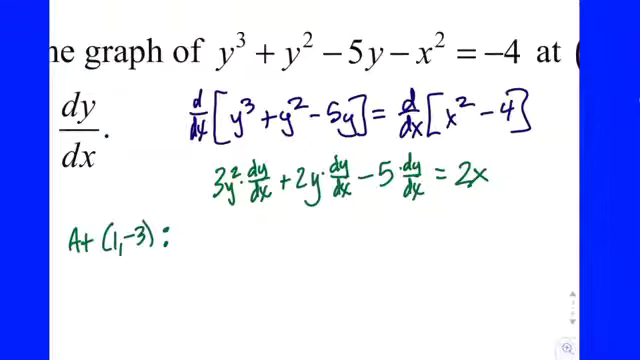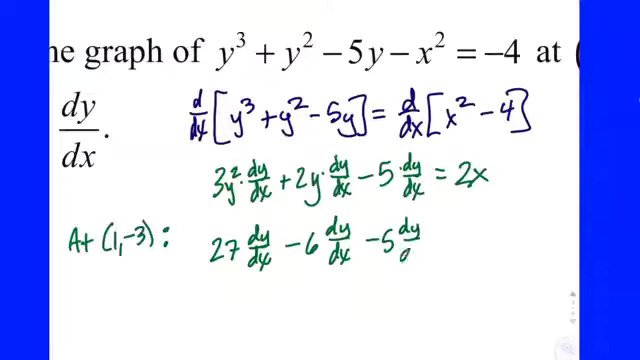So let's go ahead and plug in right here at this step. That's just going to be -3² = 9 times 3 is 27. So you get 27 dy dx. That becomes -6 dy dx. And then -5 dy dx. And then that'll equal 2.